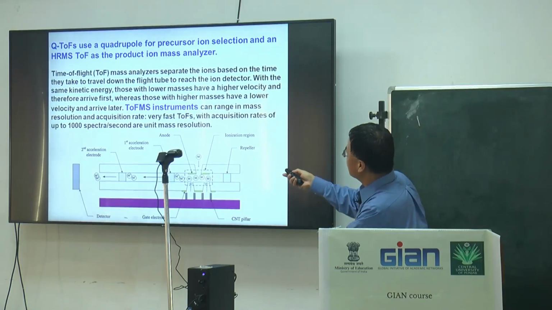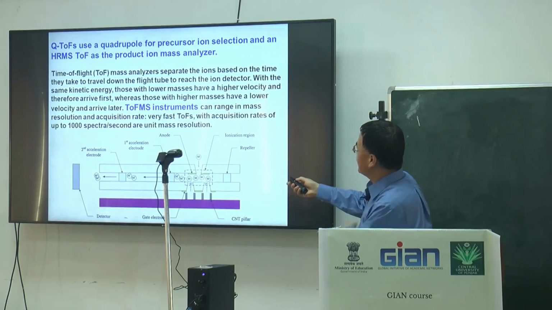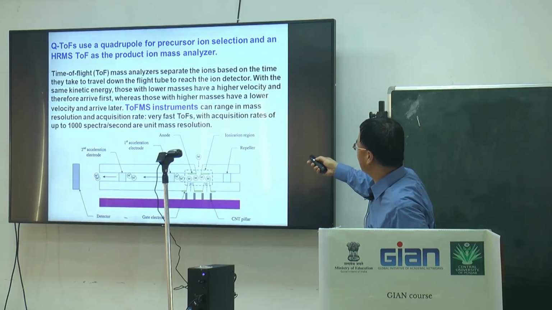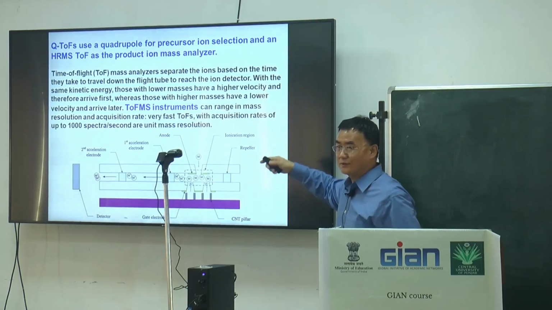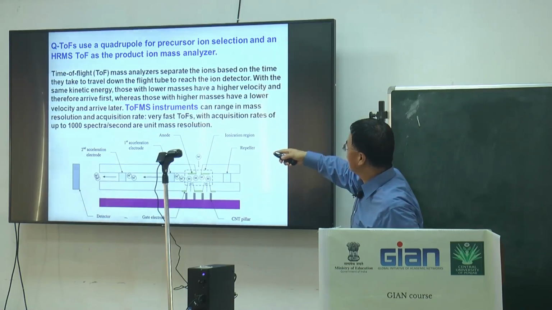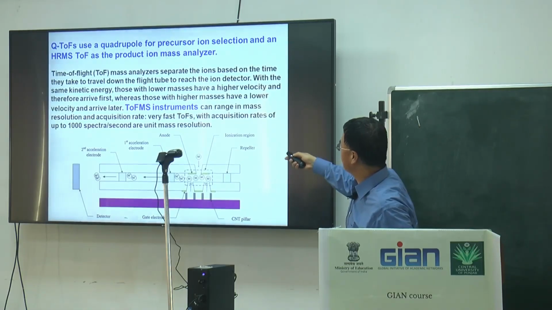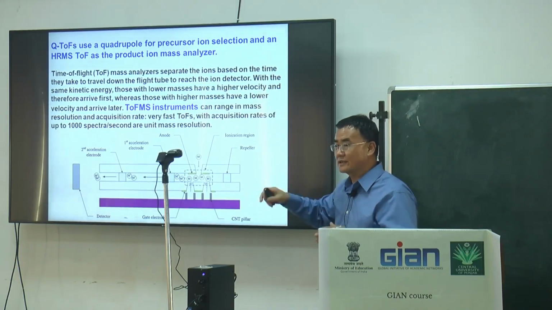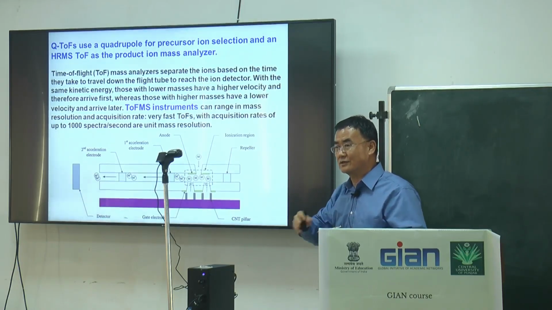This with the same kinetic energy. Those with low masses have a high velocity, high speed, and therefore arrive first, whereas those with high masses have a low velocity and will arrive later. So this can separate according to molecular weight.